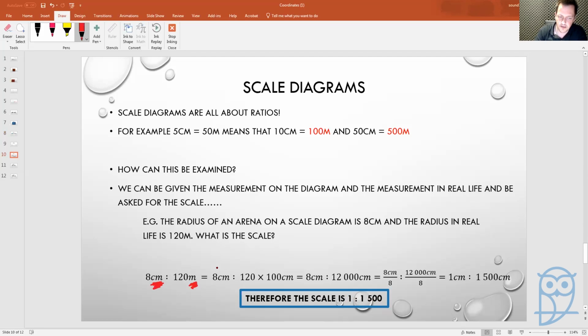So I'm going to change the 120 meters into centimeters, and I know that 1 meter is 100 centimeters, which means that if I multiply the 120 meters by 100, I'll get 12,000 centimeters. Now they are the same unit, which means now I can try and simplify these values. And to simplify it, I divide it by 8 so that I can get a 1 on my left-hand side. And 12,000 divided by 8 gives me 1,500. So therefore, my ratio, or my scale, is 1 to 1,500.